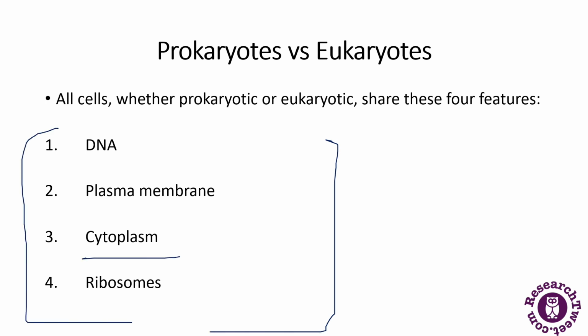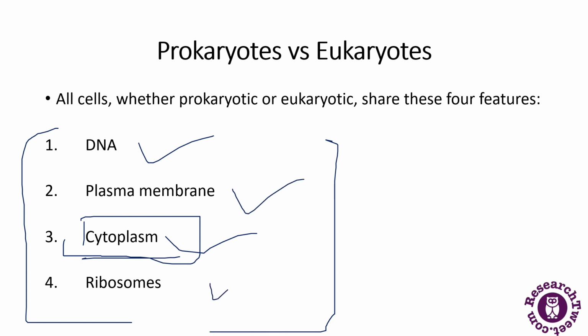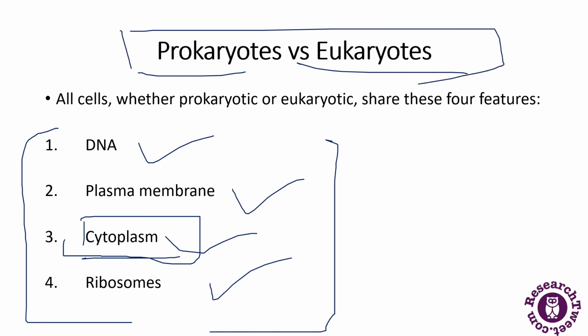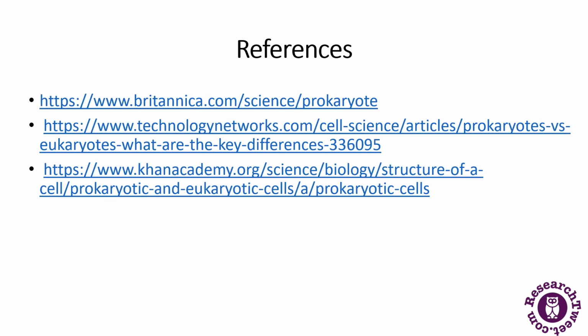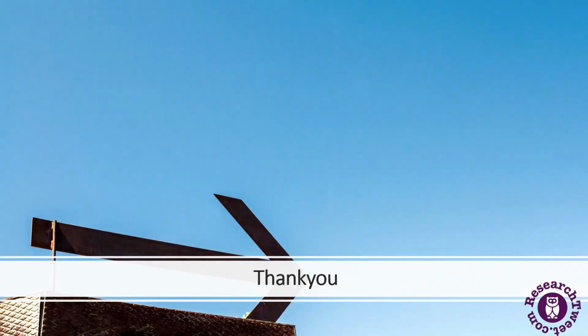They have the cytoplasm. The cytoplasm is a fluid like consistency in which all the cell organelles are present and all the major functions take place. They have their DNAs, they have the plasma membrane, they have the ribosomes, both the prokaryotes as well as the eukaryotes. Both of them have the ribosomes that help in protein synthesis. So this was all about the prokaryotic cell and these are some of the references. Thank you.